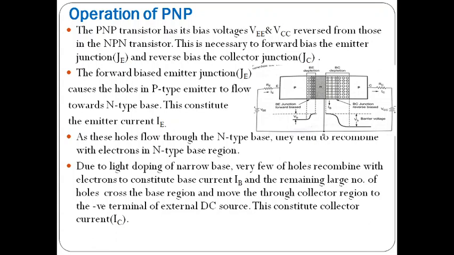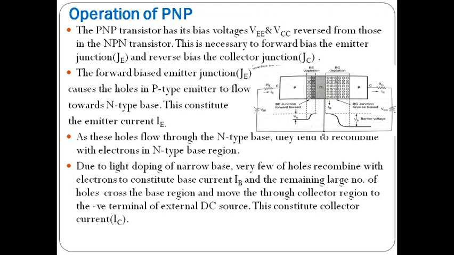So the PNP transistor has its bias voltages VEE and VCC reversed from those in the NPN transistor. Whatever we applied in the NPN transistor, it is the reverse of that in the PNP transistor. Yes. So now the p-type material emitter is connected to the positive of the battery, so it is forward bias, and in the collector junction, to the p-type material we are applying the negative terminal of the battery, so it is reverse bias.